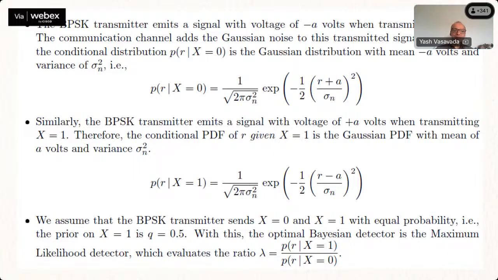One way to say which one is greater is to take the ratio, and whenever the ratio becomes 1 or greater than 1, then we say x equal to 1 is transmitted. Otherwise, we say that x equal to 0 is transmitted. Okay, so that is the main idea.